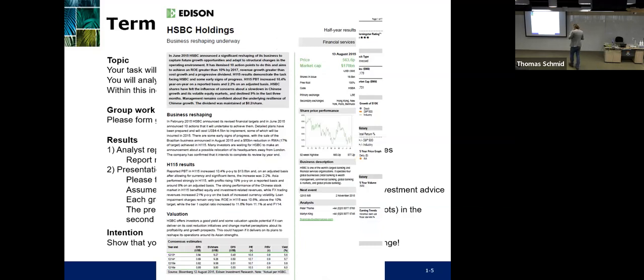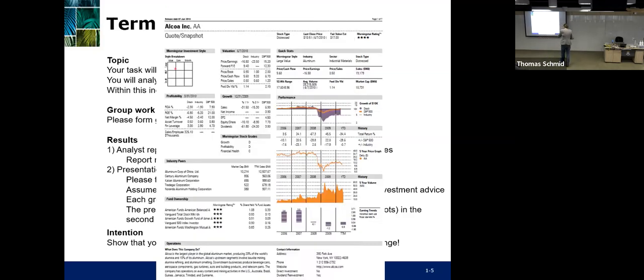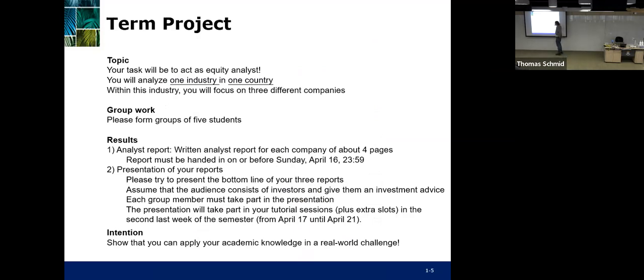But this is your end product. So this is one, Alcoa, and this is HSBC from a different analyst company. These analyst reports look quite different, but this is what you have to come up with. There is no template, there is no clear guideline on how exactly they have to look. And I will also explain in a second what the most important thing is. So this is the first outcome: 3 analyst reports, about 4 pages.